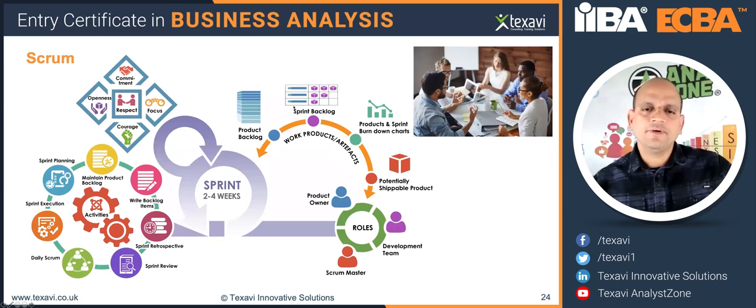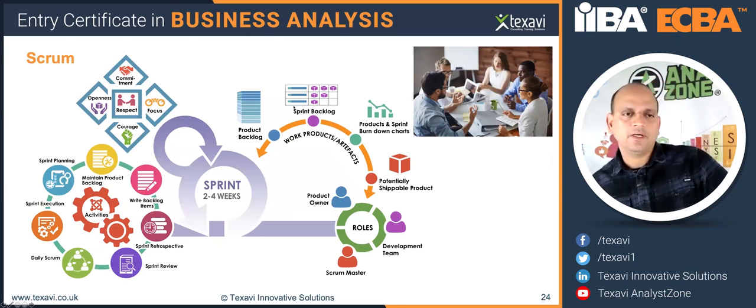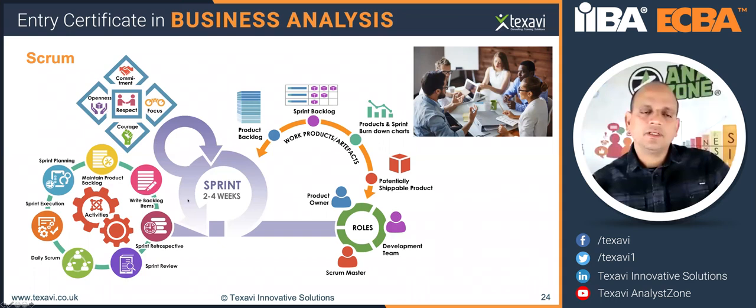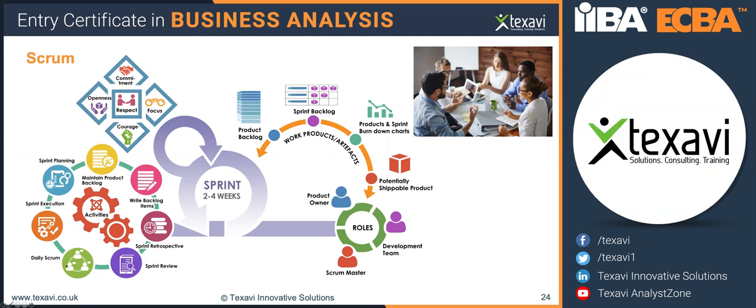This is Scrum. We've had a look at it already, but I just wanted to jog your memory. The concept of a sprint is at the heart of Scrum, so you deliver the release in sprints. You have a daily Scrum. These are called Scrum ceremonies or Scrum events. But why are we talking about Scrum in BA? That's what I'm trying to understand.